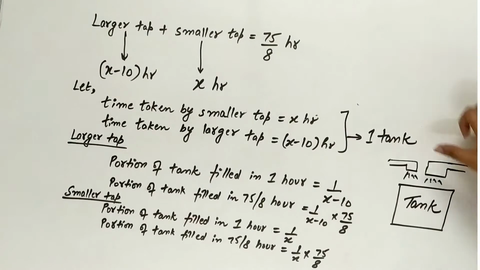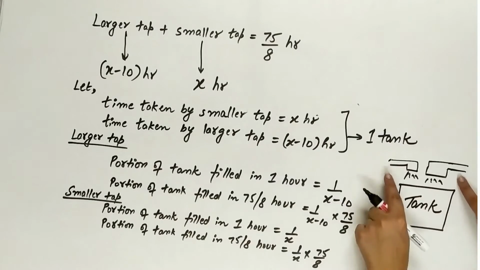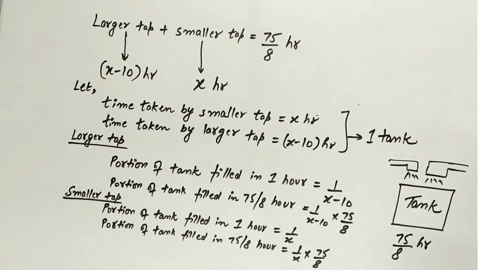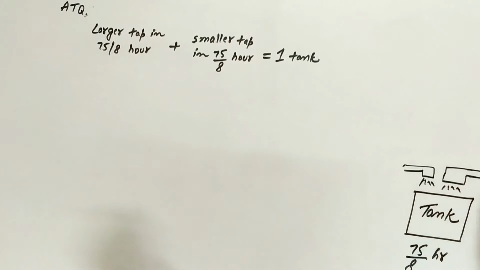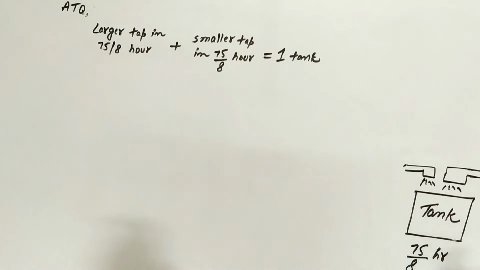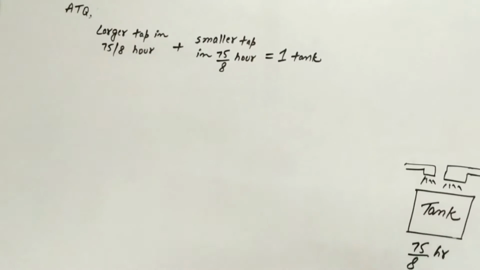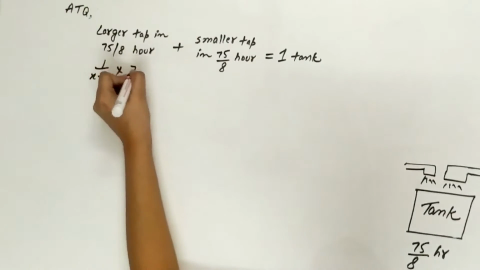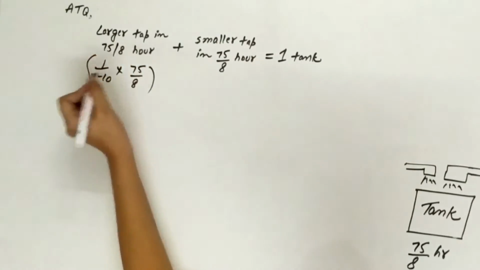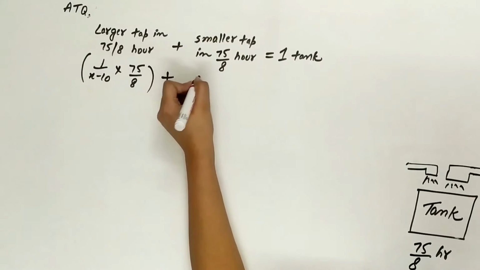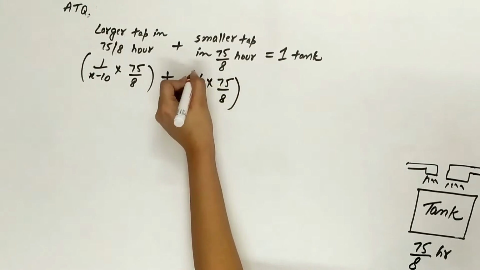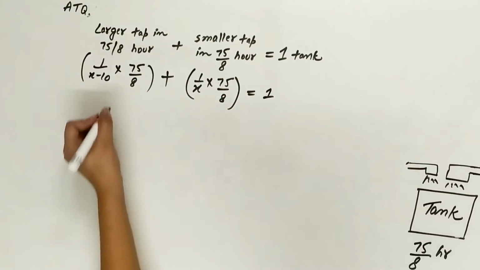Now, according to the question, the smaller tap and the larger tap together fill this tank in 75 by 8 hours. So what will be our equation? The larger tap plus the smaller tap together fill this one tank in 75 by 8 hours. Portion of tank filled by the larger tap in 75 by 8 hours is 1 by x minus 10 multiplied by 75 by 8, plus 1 by x multiplied by 75 by 8, equal to 1.